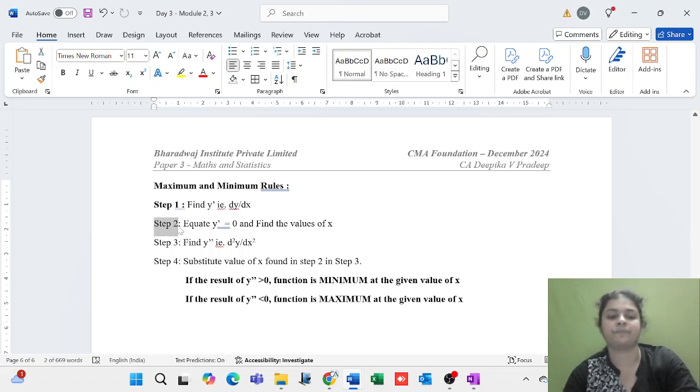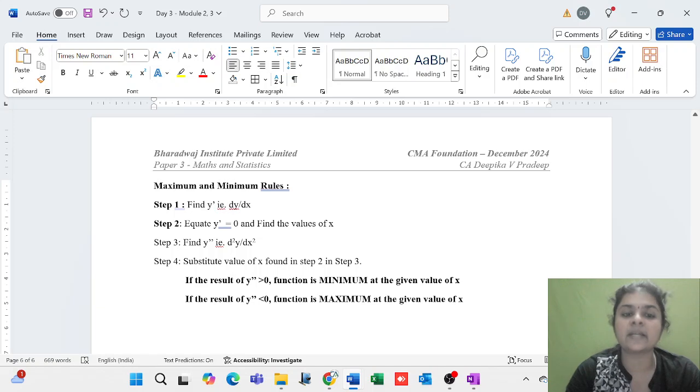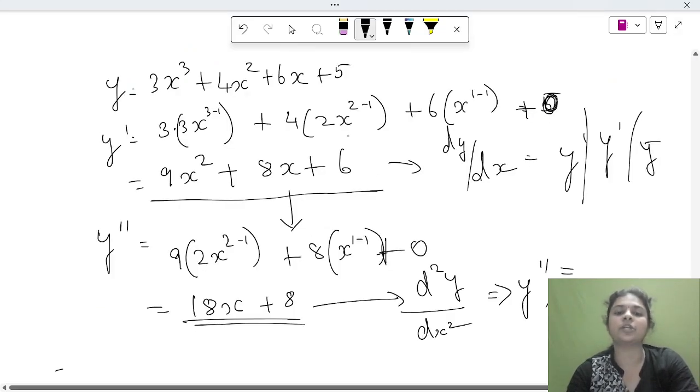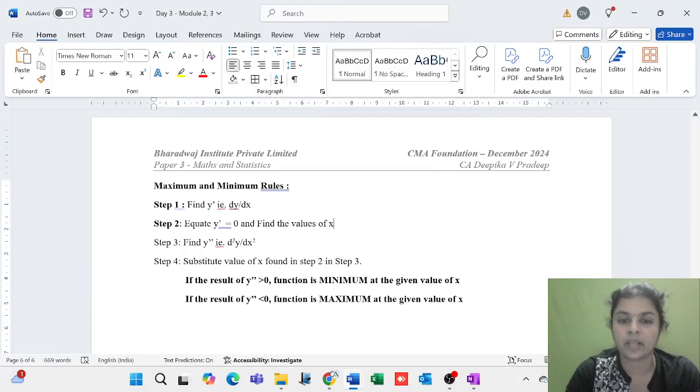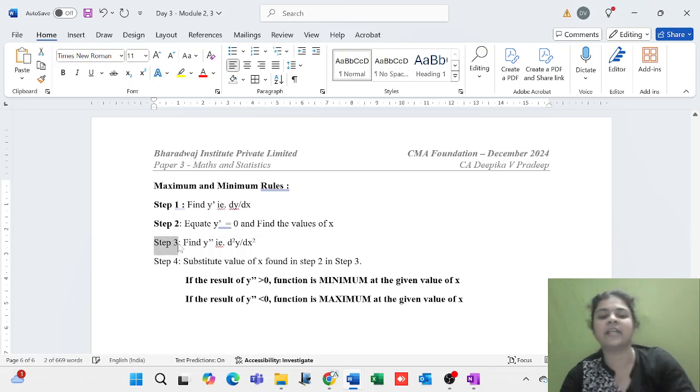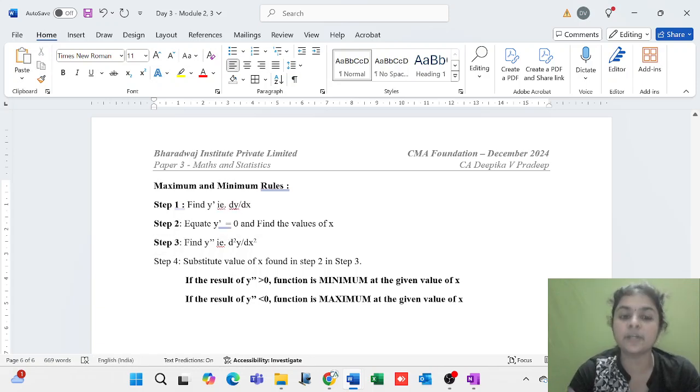Second step, equate y dash equal to 0. So here you should substitute this entire equation equal to 0 and find the value of x. Step 3. Once you find the value of x, you should again differentiate y dash, which means you should do the double differentiation or second order differentiation.